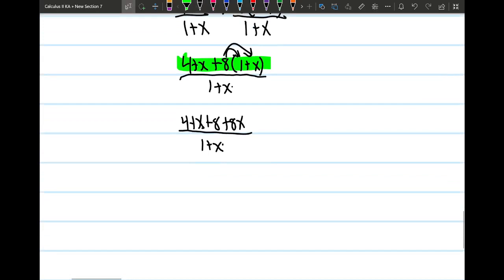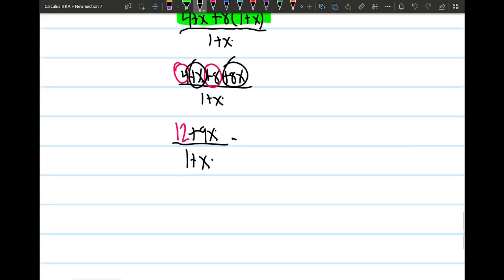And now what we're going to do is combine like terms. So 4 plus 8, that's going to be 12. And then x plus 8x, that's going to be plus 9x here. So then this is going to be over 1 plus x. And so our answer is going to be 12 plus 9x over 1 plus x.